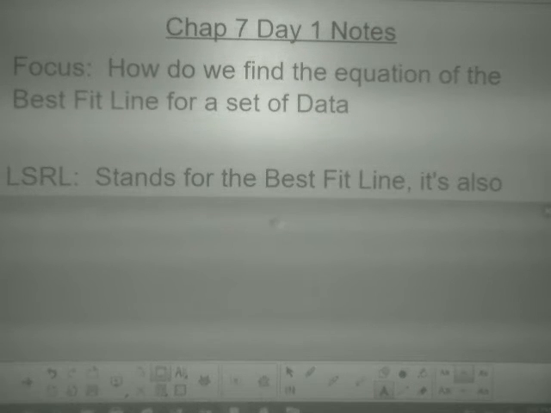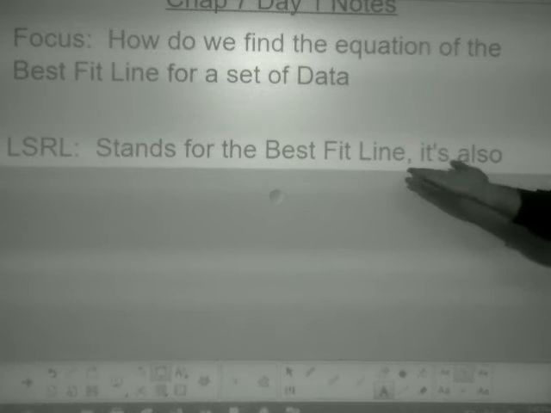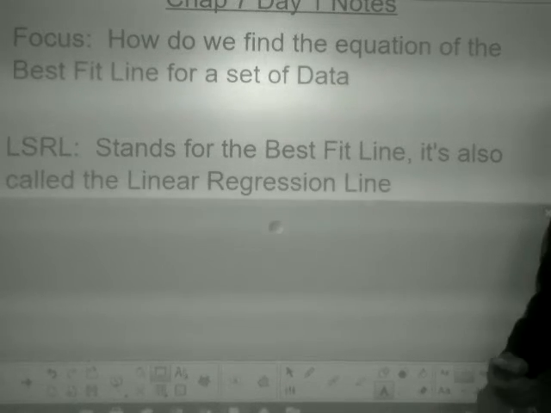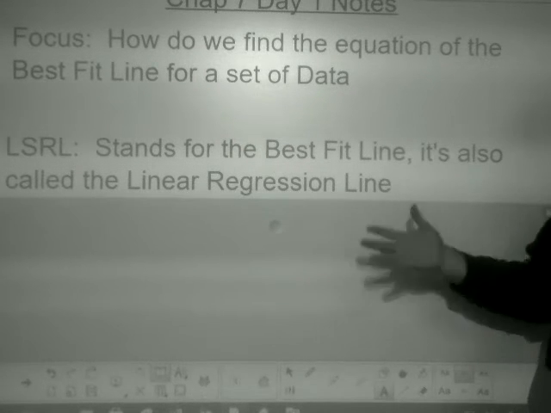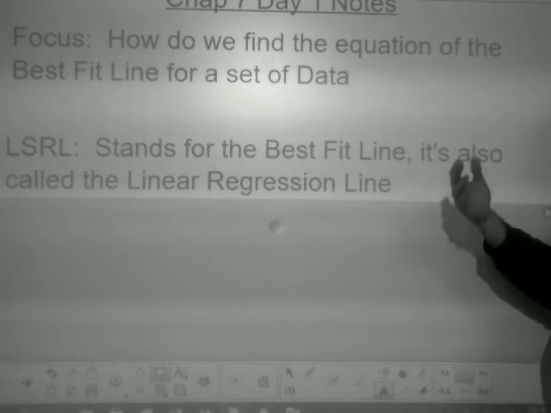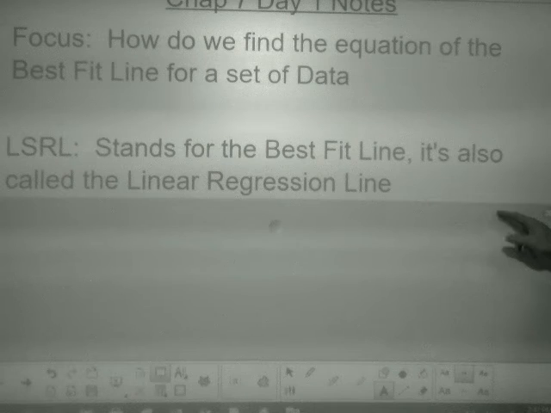So, we're going to see some abbreviations in this chapter. The first one is called LSRL, and that just stands for the best fit line. It also is called the linear regression line. All of those words have the same meaning. So if we say find the LSRL, or find the best fit line, or find the linear regression line, we're talking about the same thing.